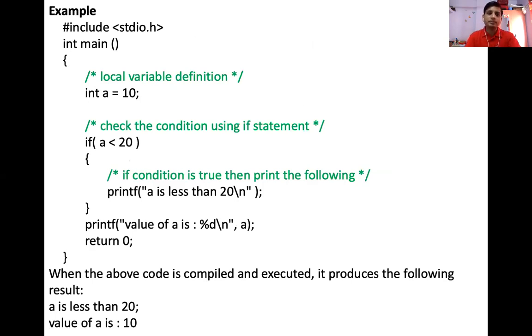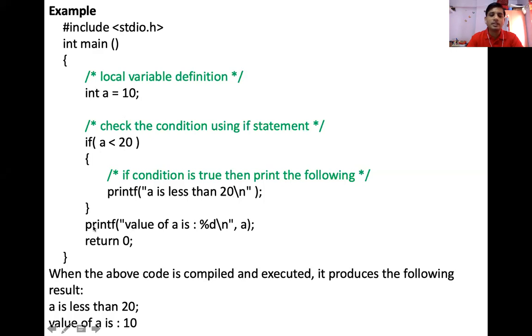Take the example. What are the example here? Now here a is equal to 10. One variable is defined, a equal to 10, and if a is less than 20, now if I am comparing this 20 with the value of a, which is 10, 10 is less than 20. Now the condition is true here. If the condition is true, it will execute the statement and print "a is less than 20".